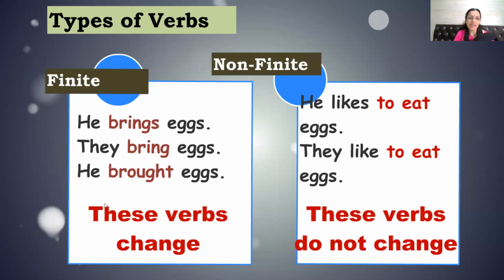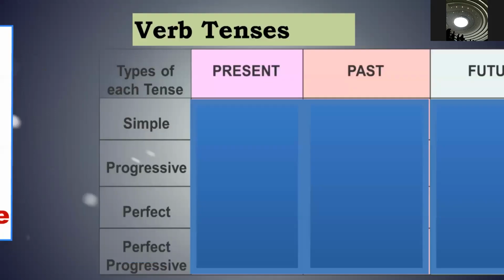These change themselves. Suppose I say, he loves to read books. So which is a finite verb and which is a non-finite verb? Loves is finite. To read is non-finite. Very true, very correct.